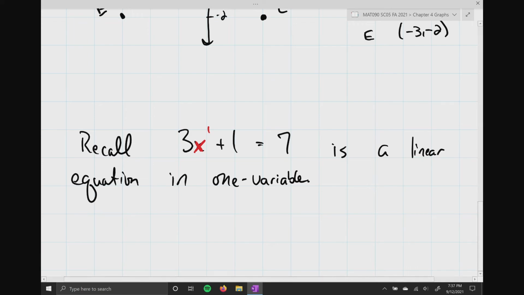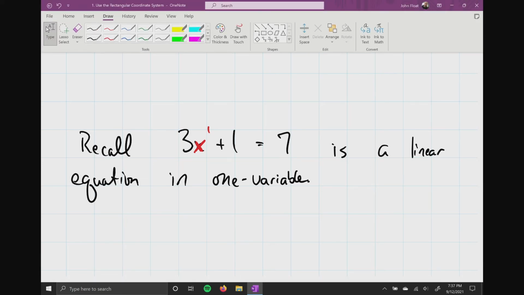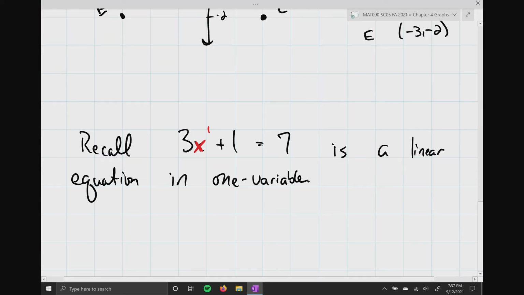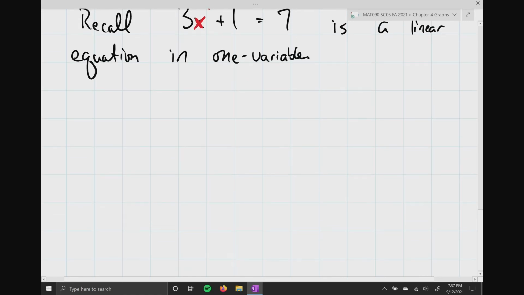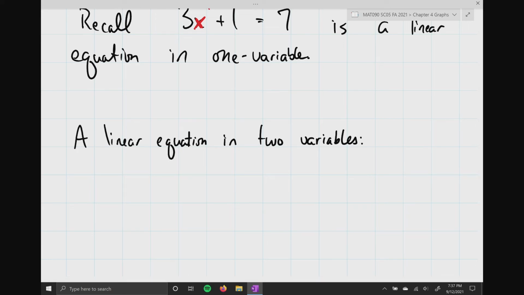So, if I am using the language, let me scroll up here a little bit. If I'm using the language, a linear equation in two variables, well, hopefully you're sitting there thinking to yourself, okay, he's going to be using two different variables and they're both going to be raised to the first power. And that's exactly what a linear equation in two variables is.